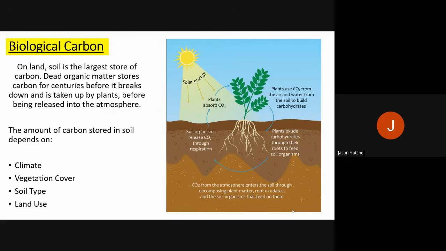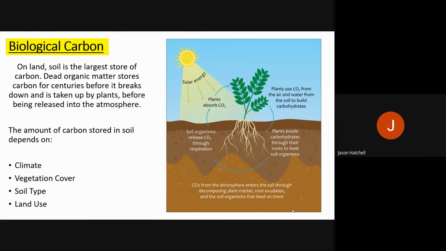Now we have the idea of biological carbon. So on land, soil is the largest store of carbon. Soil is extremely important in storing carbon. Dead organic matter stores carbon for centuries before it breaks down and is taken up by plants, and then released by respiration and photosynthesis into the atmosphere. So soil, as I said, is the second largest store of carbon. That means it's really important to maintain soil health, and it's really important for plant growth as well.